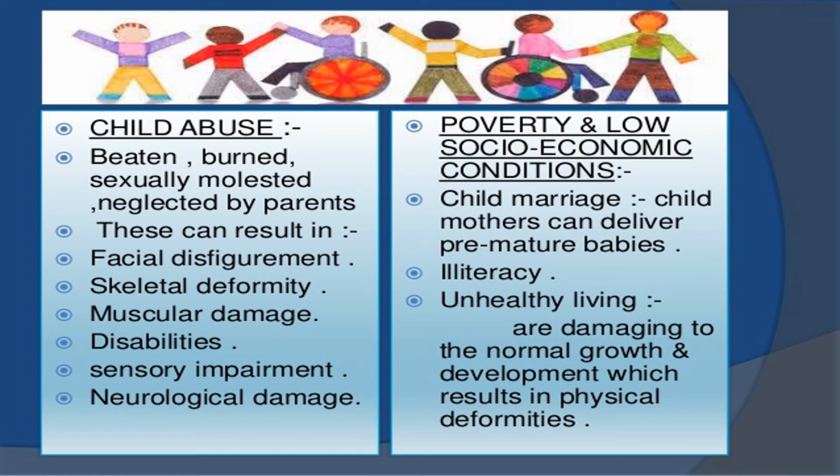Among poverty and low socioeconomic conditions are child marriage. Child mothers can deliver premature babies. Second, illiteracy. Third, unhealthy living, which can damage normal growth and development, which results in physical deformities.